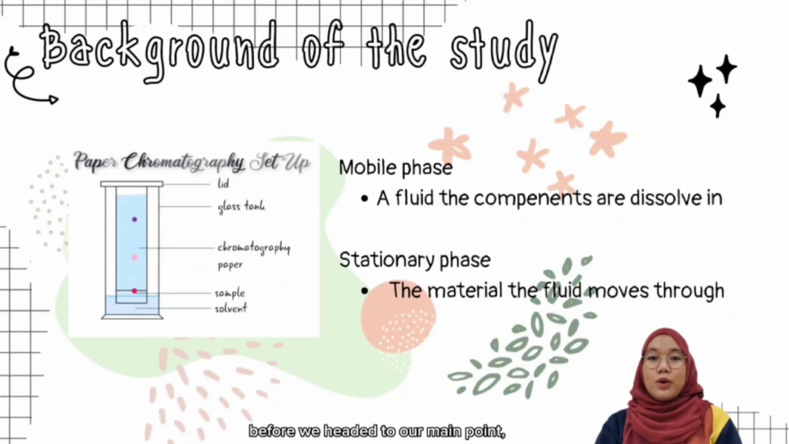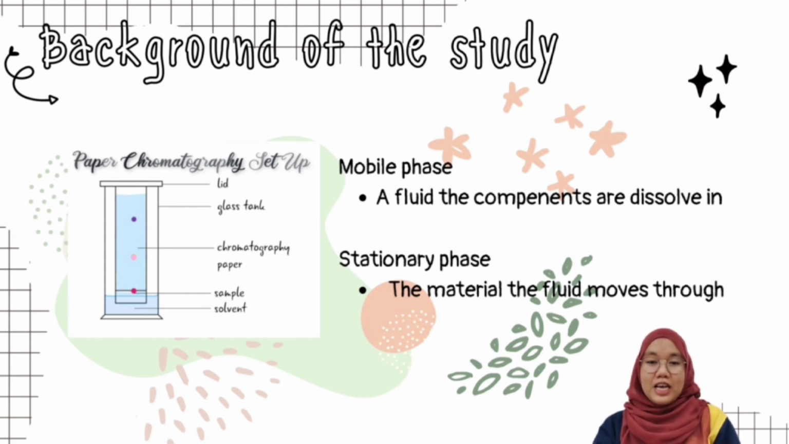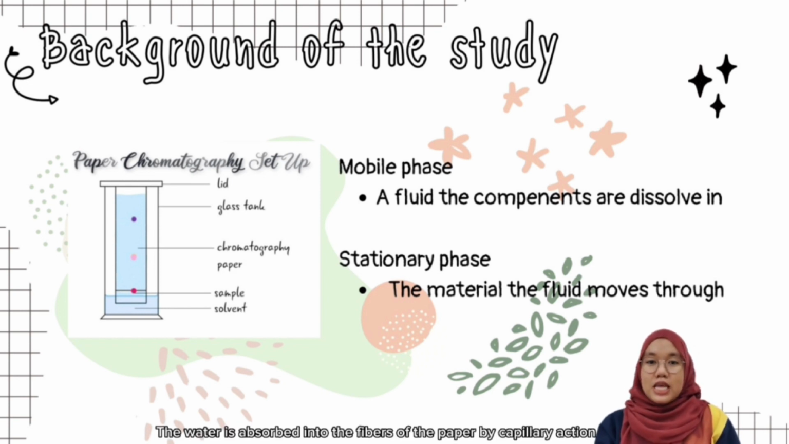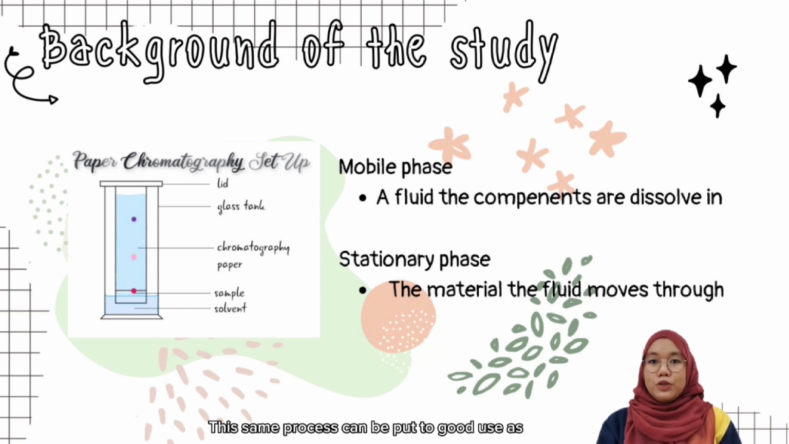Before we head into our main point, let's take a look at the background of paper chromatography. Let me give you an example. If you have ever seen a drop of water hit a printout from an inkjet printer, you know that when this happens, the ink starts to run. The water is absorbed into the fiber of the paper by capillary action. As the water travels through the paper, it picks up ink particles and carries them with it. This same process can be put to good use as a technique called paper chromatography.